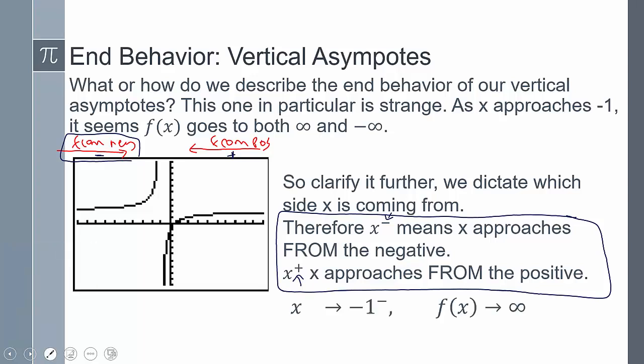Then going back to describing the end behavior, we know that this is -1, but it's coming from the negative direction. Coming from the negative direction, what is my y doing? It's going up forever to positive infinity. And likewise, approaching from the positive direction, what is my graph doing? It's going down forever, to negative infinity. So notice we were approaching -1, but we came from different directions: from the negative direction and from the positive direction.